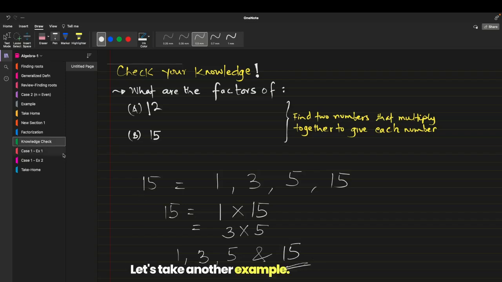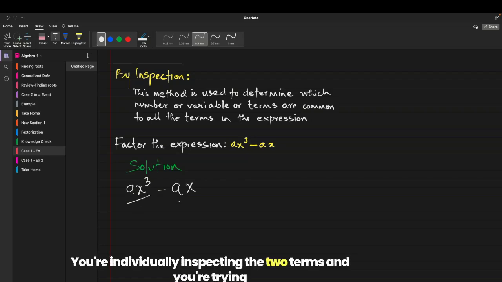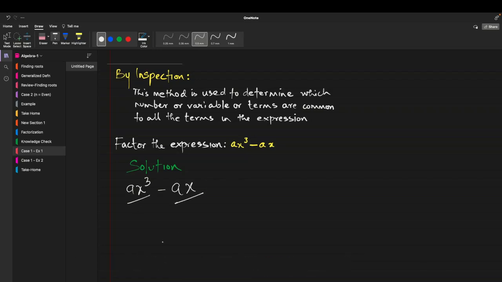Let's take another example. So the first method by which you can find the factors of a number or the factors of an expression is by inspection. What that means is that you're looking at the two terms. For example, here, we have ax raised to the power 3 minus ax. You're individually inspecting the two terms and you're trying to see what is common to both.